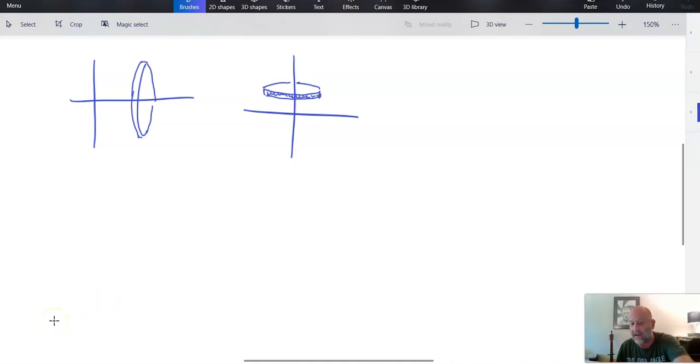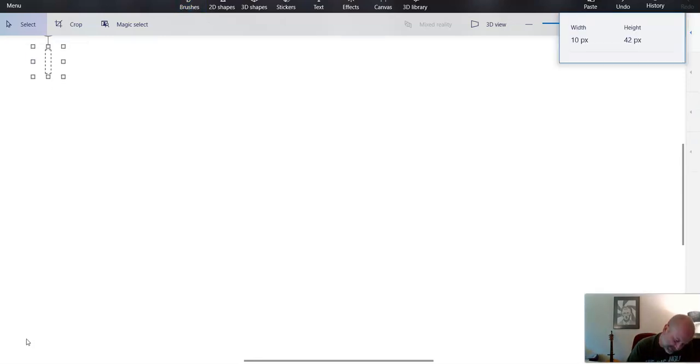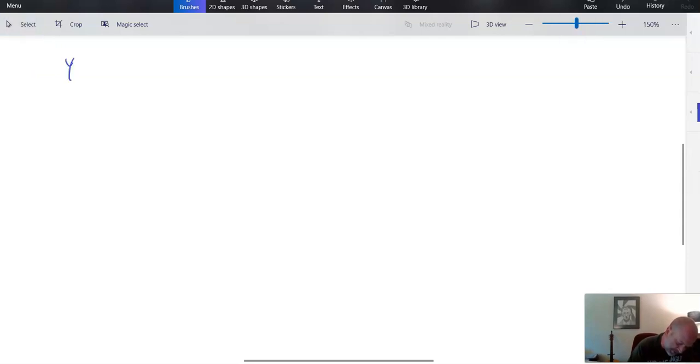So let's go ahead and clear that off and take a look at our first example. All of these examples will be y-axis rotation, right? So we're revolving around the y-axis. We're spinning like a top. So let's look at our first example.